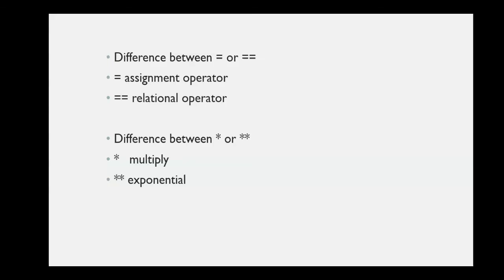Now the difference between equal and double equal sign. Equal is the assignment operator, double equal is the relational operator. Equal is used to assign the value to the variable and double equal is used to compare the numbers. Now the asterisk and double asterisk. Asterisk is used to multiply the number and double asterisk is used for the exponent.